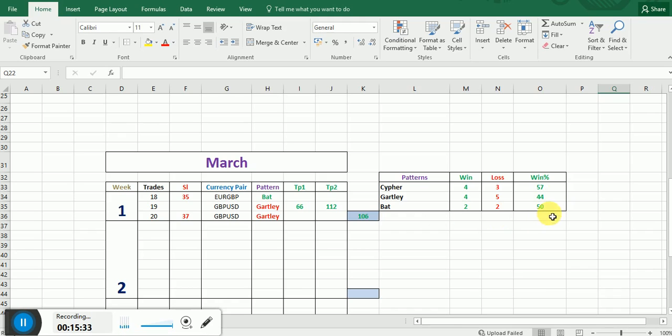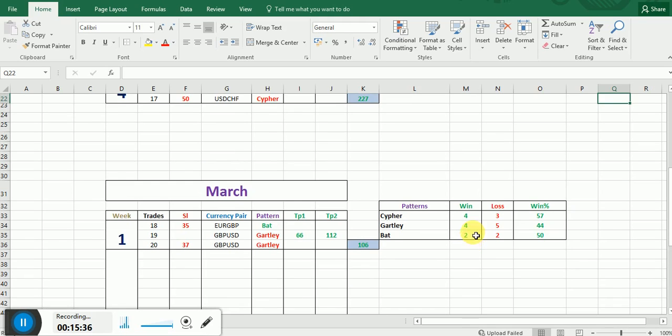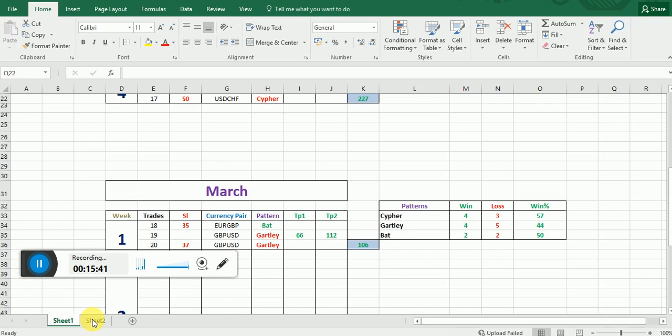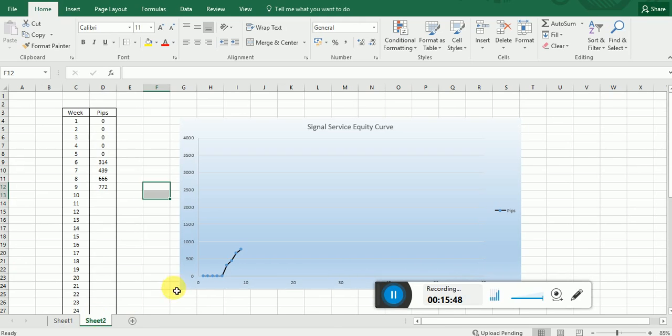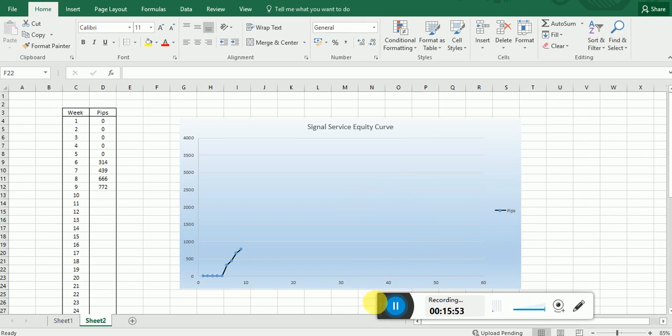It's still on 44%. The Bat pattern is at 50%. I mean, this is not enough data for us to compare, but eventually you are going to see the results. The start has been good, and if I flip over to the equity curve of the signal service, obviously this non-event happened in the first 5 weeks of the year, because I hadn't traded and I didn't start my signal service back then. But look at since our start, we're so far all the way up nearly 1,000 pips in the 5 weeks that we've been trading.